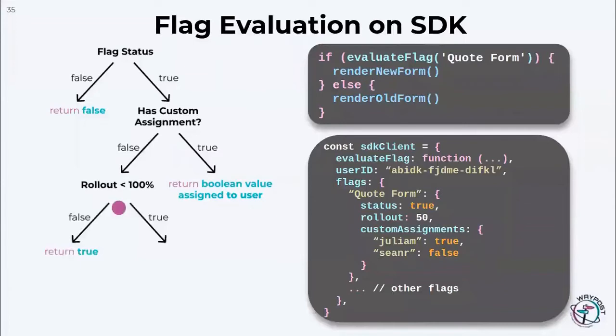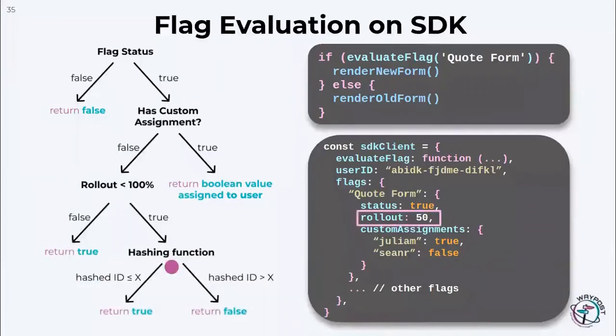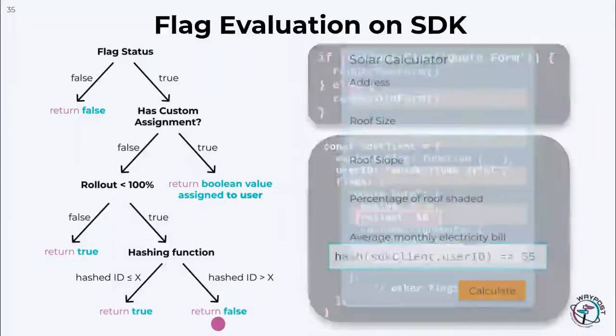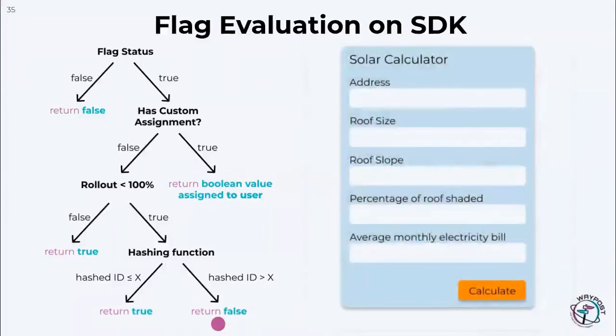Now we see if the flag isn't being rolled out to everybody. It has a rollout percentage of 50, therefore we go right. Now we hash the user ID, and we get 55. 55 is greater than our rollout percentage of 50, so we go right. Evaluate flag returns false, so the old quote form is shown.